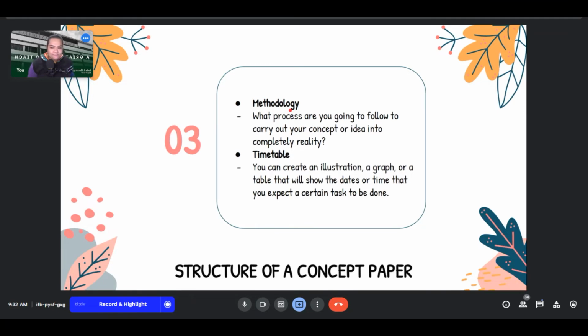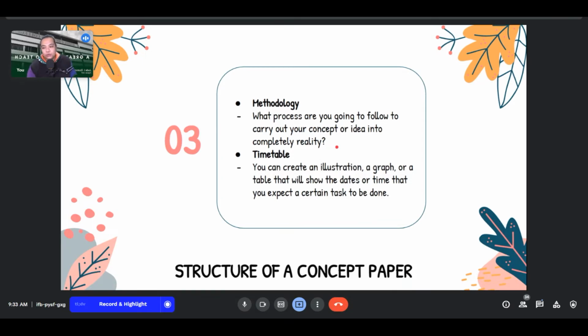Okay? Kung nagre-research tayo, this is when you're going to describe, kumbaga sa survey report last time, 'di ba? This is the part where you explained what? The survey procedure, kumbaga. Okay? So, eto yung ano natin, what process are you going to follow to carry out the concept into a complete reality? Some people like to do this in a table format.